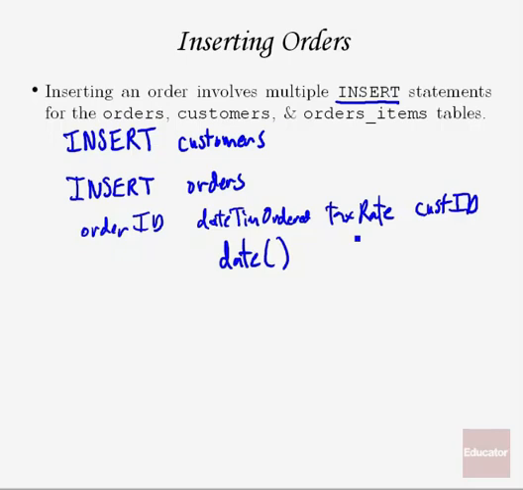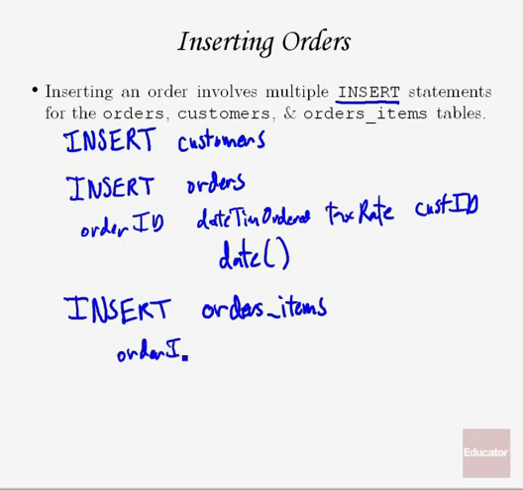And then once we've done that, we need to add all of the items associated with the order into the orders items table. So then we're going to perform one or more inserts into the orders items linking table, which again links an order ID with an item ID, and then has columns for the quantity of that item in that order and the price of that item at the time the order was made.